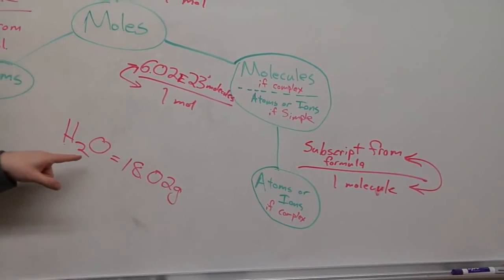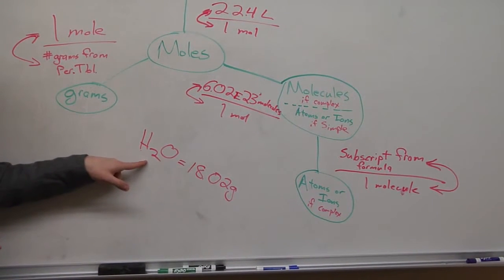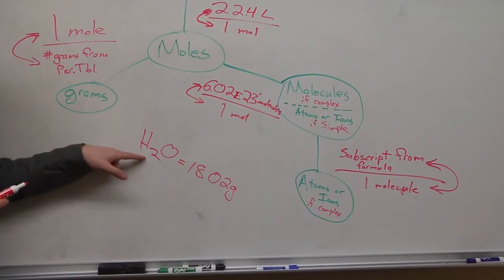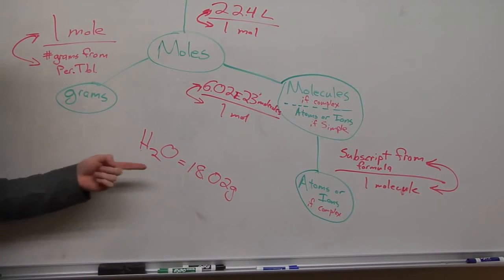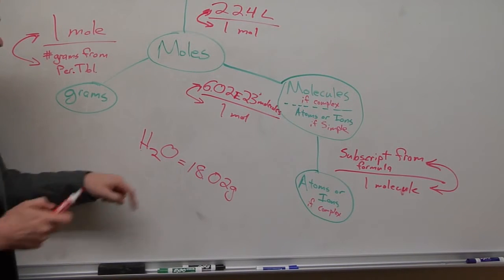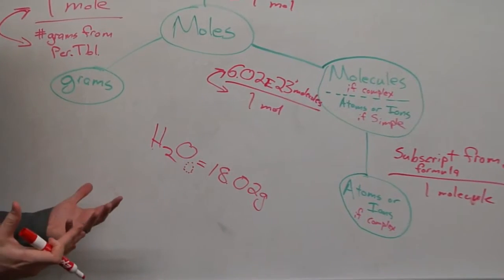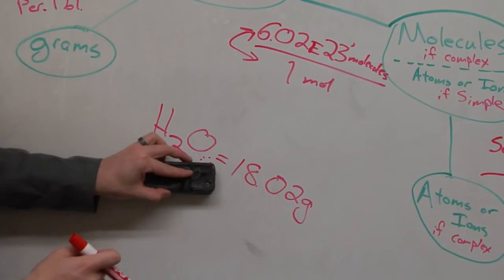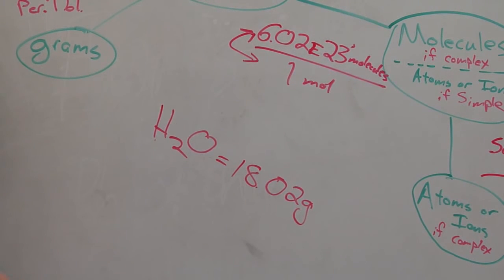So again, back to H2O. If you were converting into atoms of hydrogen, it would be 2 atoms for every 1 molecule. If you were converting into atoms of oxygen, because the invisible subscript right here is really just a 1, then you would simply say 1 atom of oxygen for every 1 molecule of water. All right, very nice.